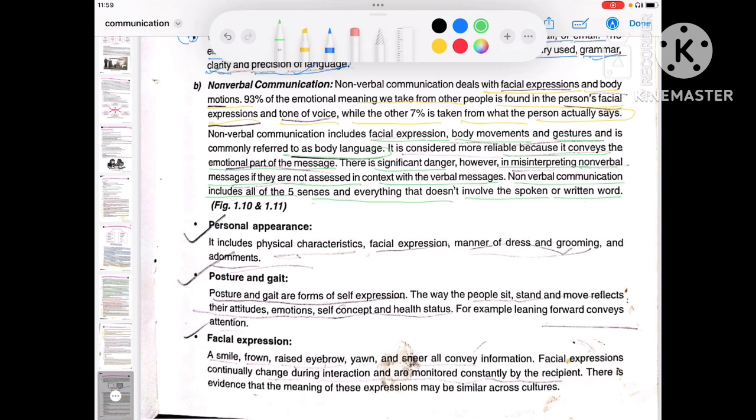Your face should be like that, and you will smile and say something; think about that. That would be misinterpreting the verbal communication. Non-verbal communication should do that kind of thing. So in non-verbal communication, let's see one by one. First one is personal appearance, second one is posture and gait, and third one is facial expression.